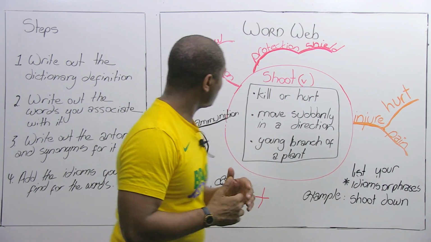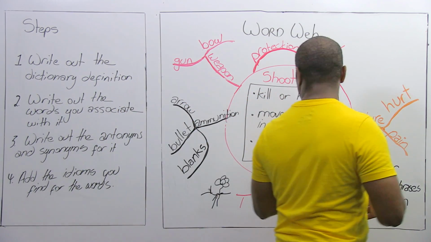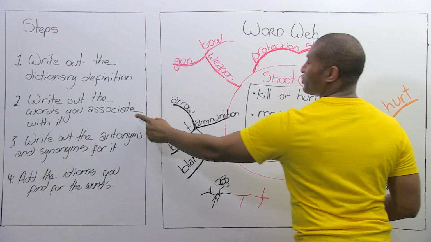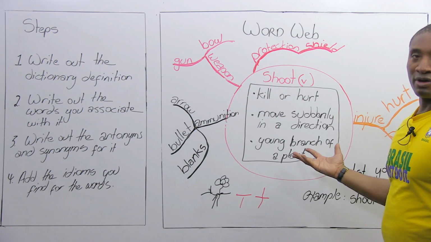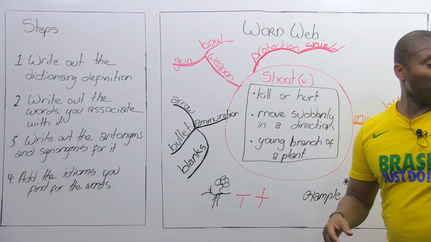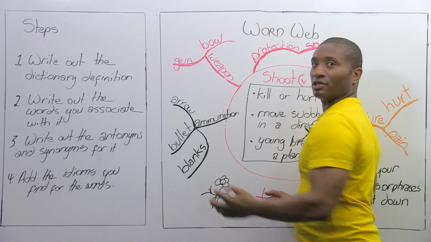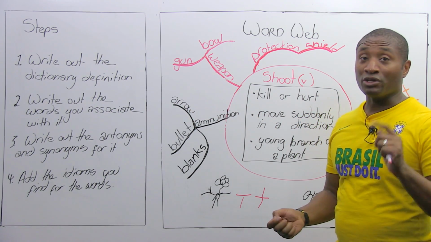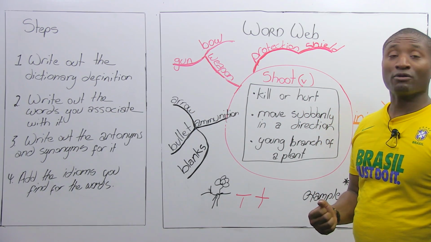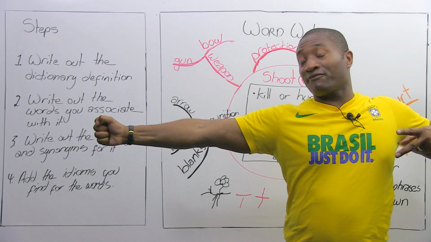So we've written out our dictionary definition, which was number 1, and the definition is here. Number 2, write out the words you associate with it. Now I've got a complete diagram here. You may not. So you might say right off, gun, and you'll write the word gun, because you know gun. You go shoot, gun. I know another one you know. We say bow and arrow. Everybody knows this, and fire.